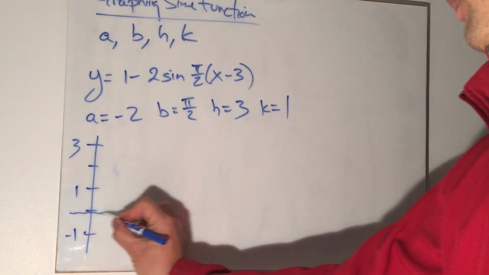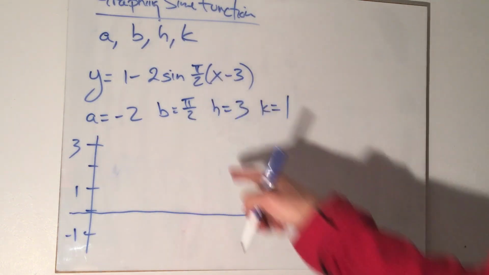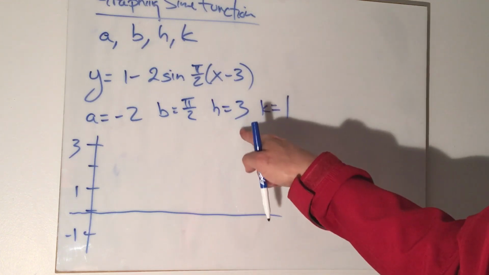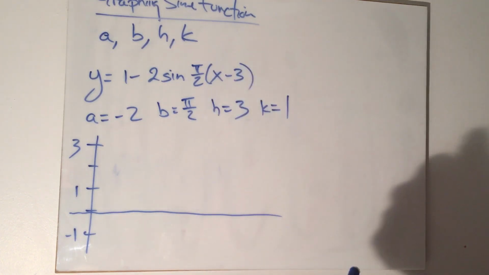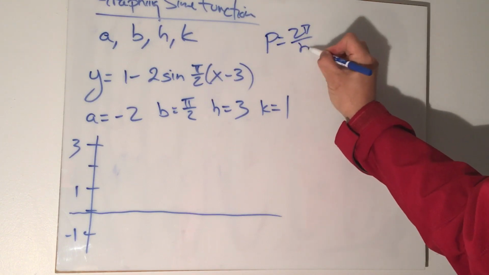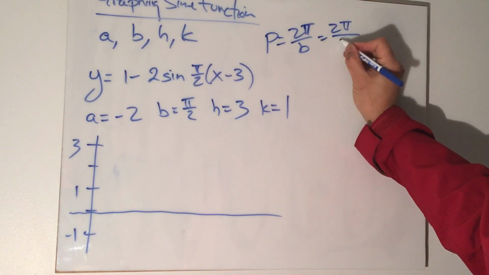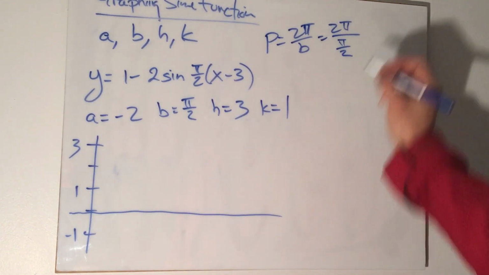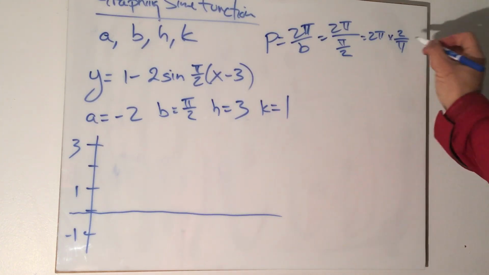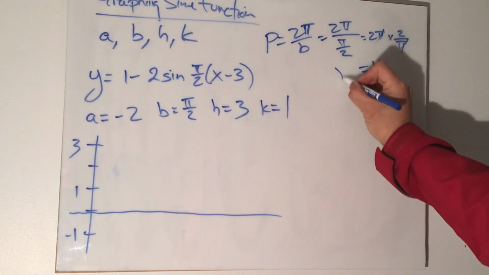Okay, so here's my x-axis. Before I plug in my x values, I'm going to figure out what my period is, because the period tells me where to finish, and h tells me where to start. I start at 3. So period equals 2 pi over b. Remember, that's a formula from yesterday. That's 2 pi over pi over 2, which is 2 pi times 2 over pi. The pi's cancel each other out, and we get a period of 4. So p is equal to 4.